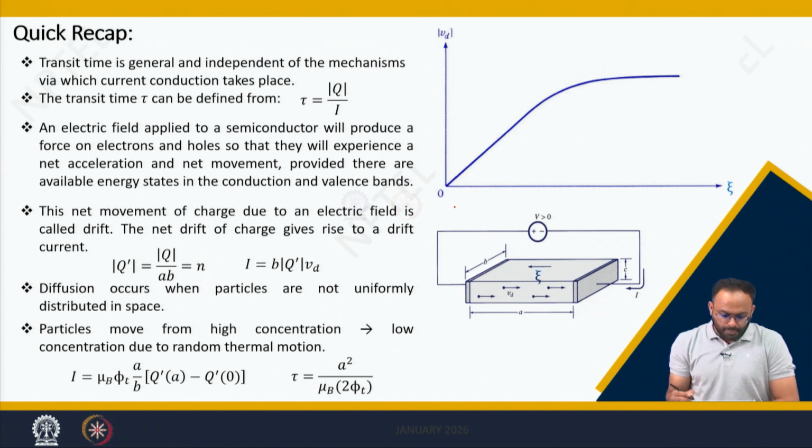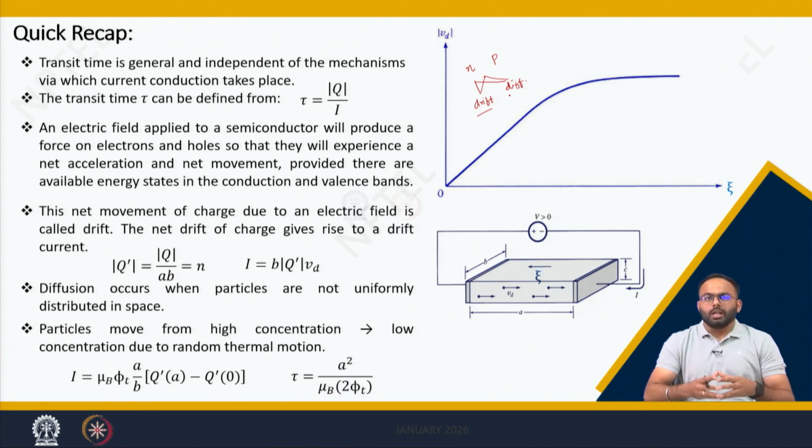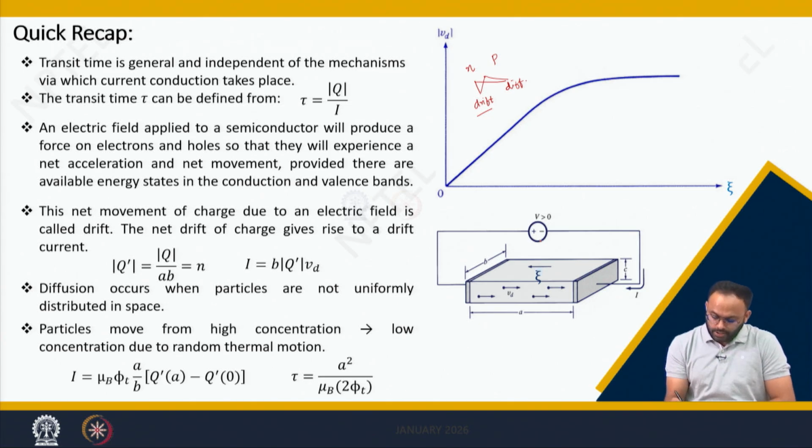Let's do a quick recap. In the last lecture, we discussed the transport of charge carriers, n and p. We said that we have two types of transport: one is drift and another is diffusion. We concluded that when you apply a potential along a semiconductor bar, this potential changes the velocity of the charge carrier, and hence you can move the charge carrier from one position to another, and it gives rise to a current.